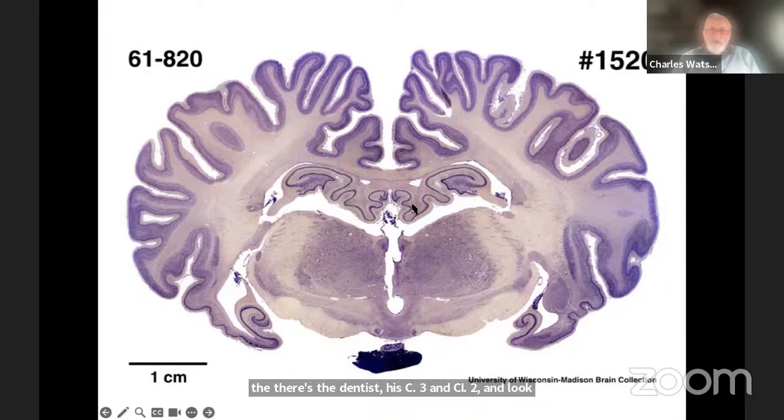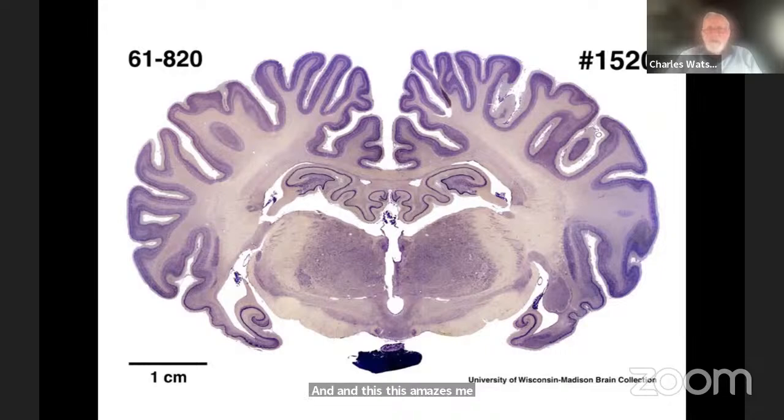It's about 5 times as long as you would expect if it was a mouse or a rat or a similar sort of animal like that. It's hugely expanded, and this amazed me. What amazed me was that no one had ever noticed it before. It wasn't reported in the literature.